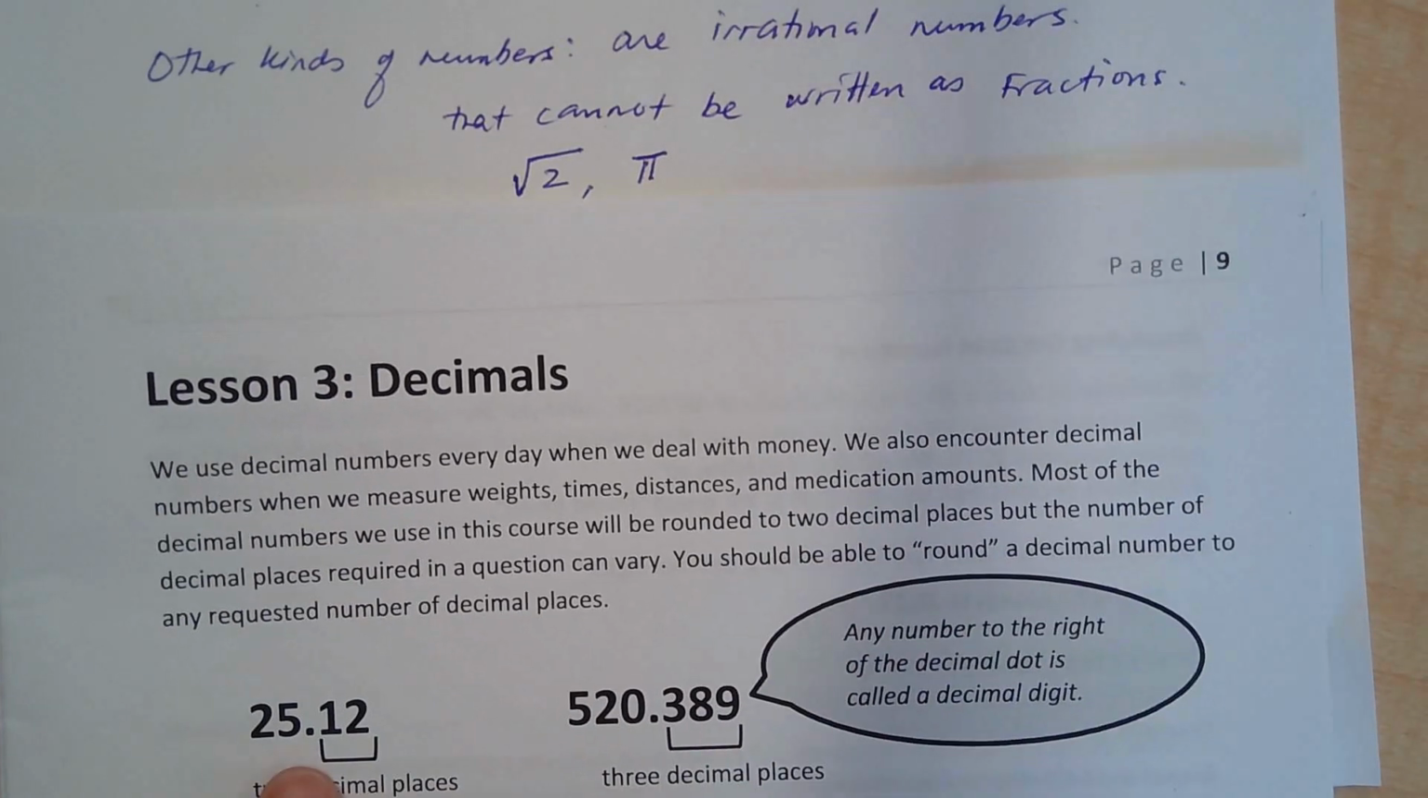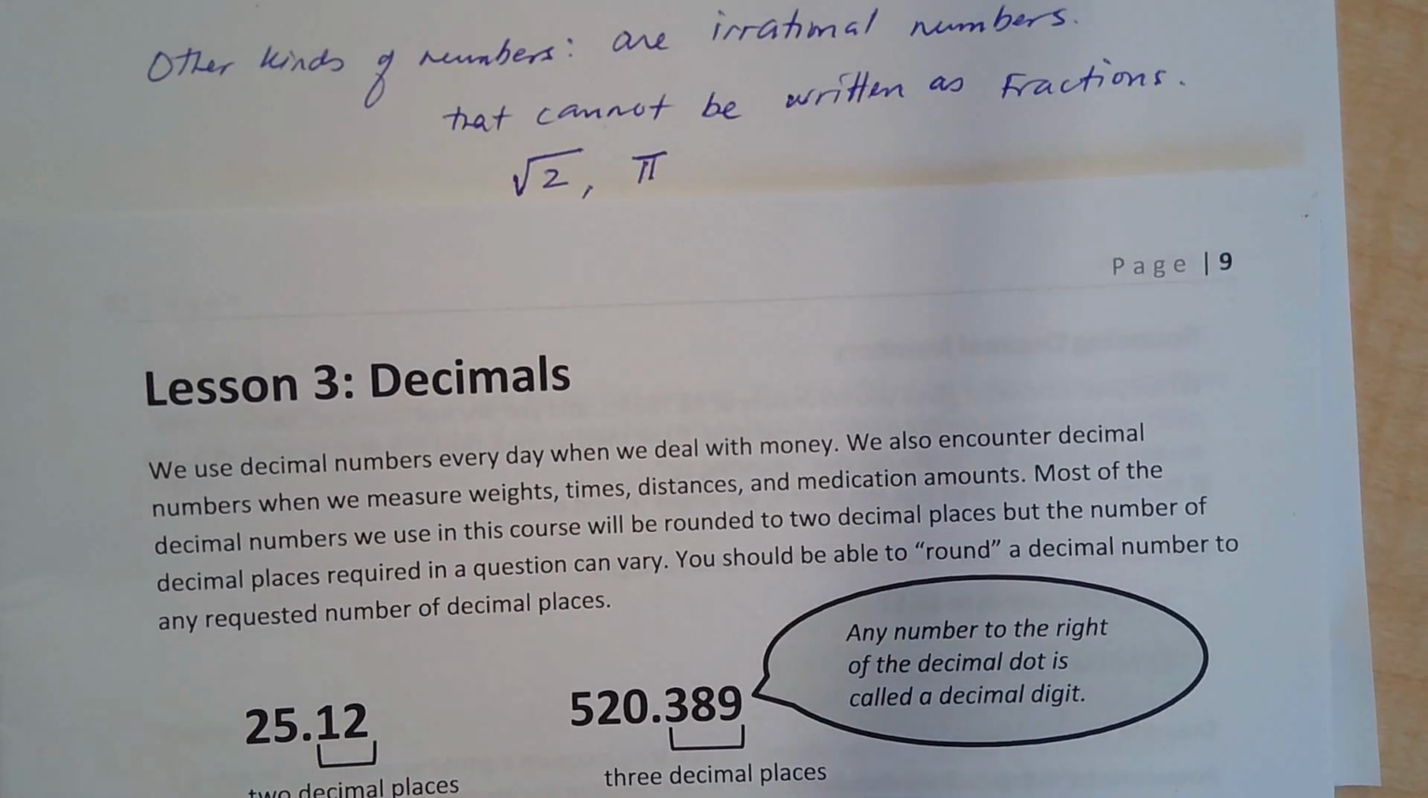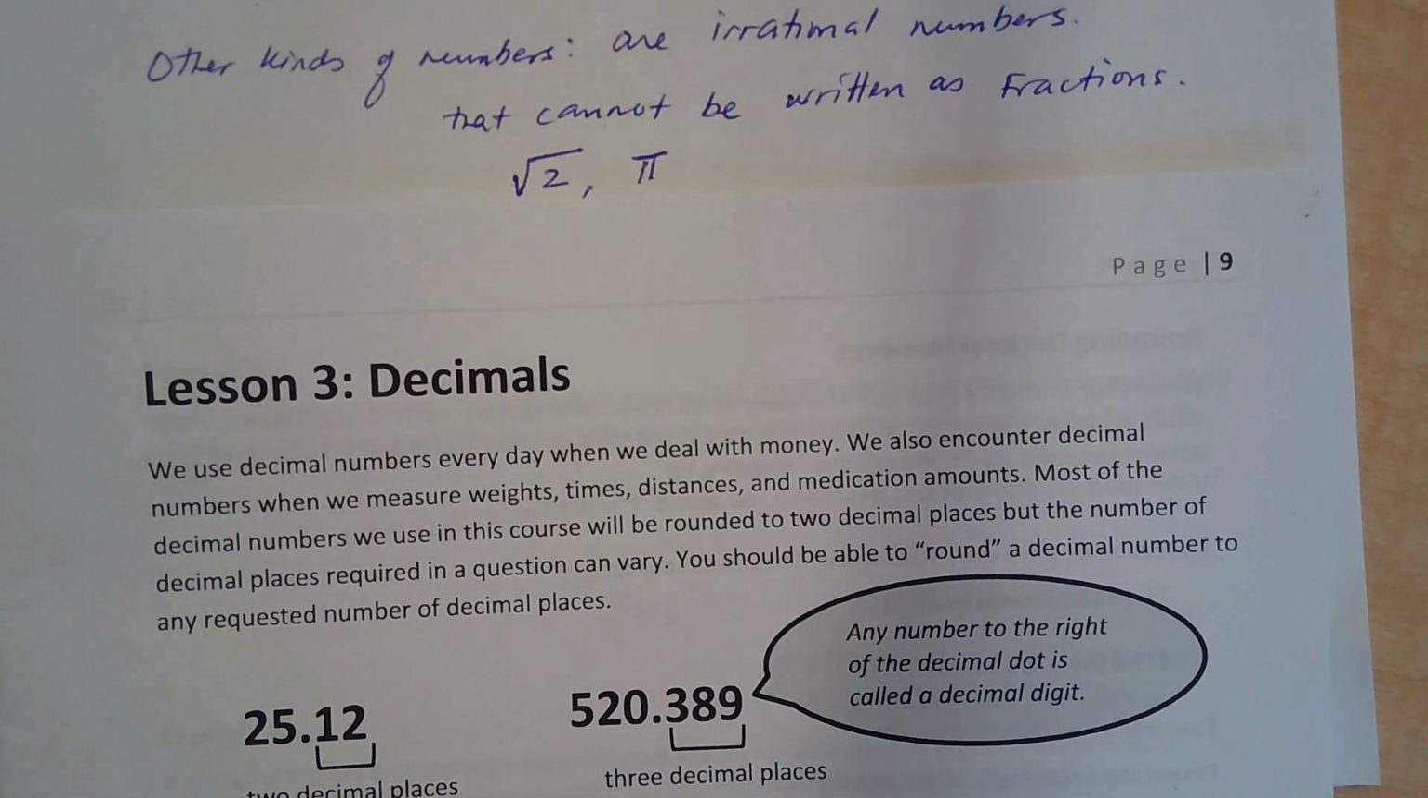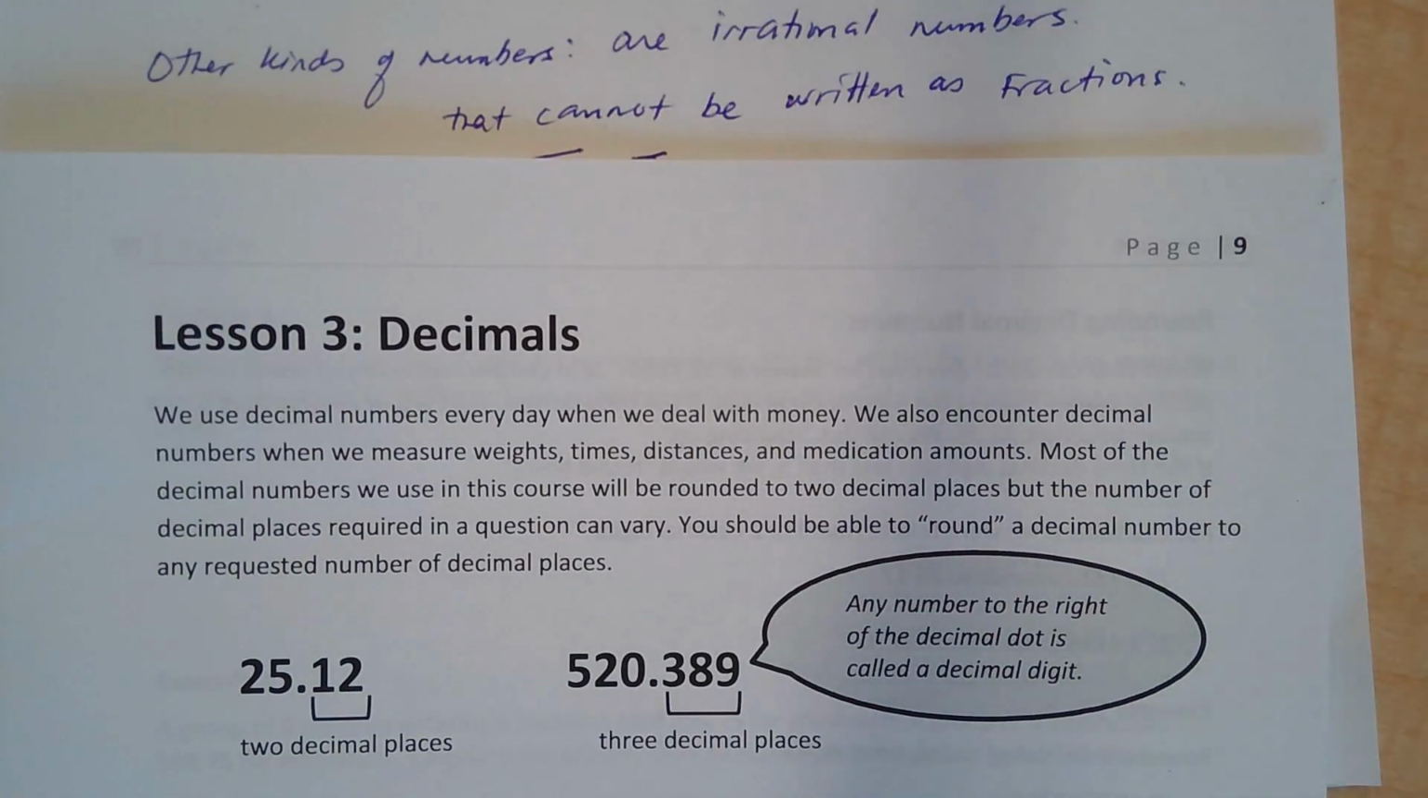Now here, it's the first one here. This is an example of 2 decimal places. Why is it called 2 decimal places? I really see 4 numbers, but what does it mean by 2 decimal places? When we say 2 decimal places, you're looking at how many numbers after the decimal. There are 2 digits after the decimal. That's why it's called 2 decimal places.